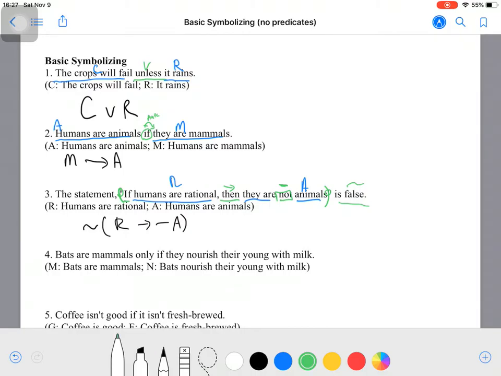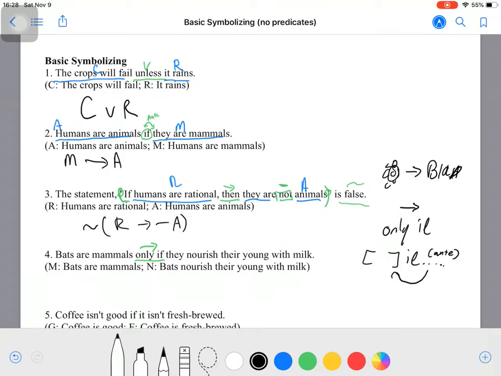Going on to 4, we're going to do the same thing. First, we're going to identify any negations and also what the main operator is. So we see bats are mammals only if, and only if is not the same as if. Only if means that you have an arrow and that it's representing more or less something like: something is a penguin only if it is a bird. In contrast, if is representing the antecedent. And that usually means that you have to switch it with whatever came first.